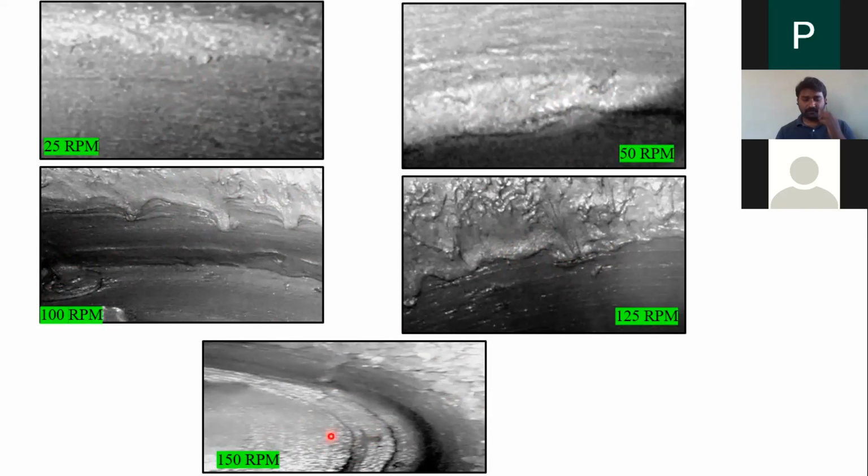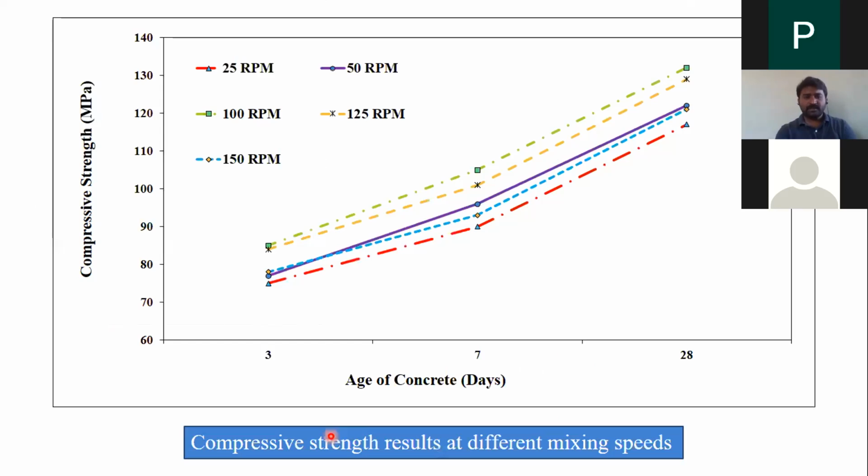The same case we have noticed for 150 RPM. So what is the effect of this on our compressive strength? Let us see. 25 RPM is very slow. We have seen even some lumps formation happening at 25 RPM, which is not at all suitable. So the minimum recommended speed I'm suggesting is 50 RPM. Go for 50 to 100 RPM.